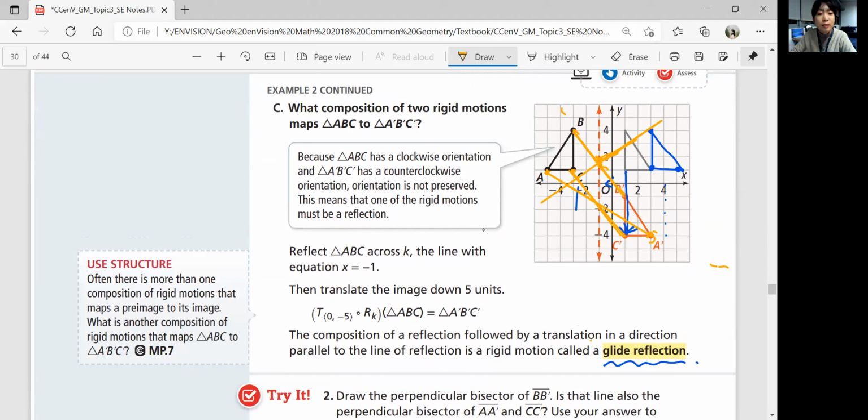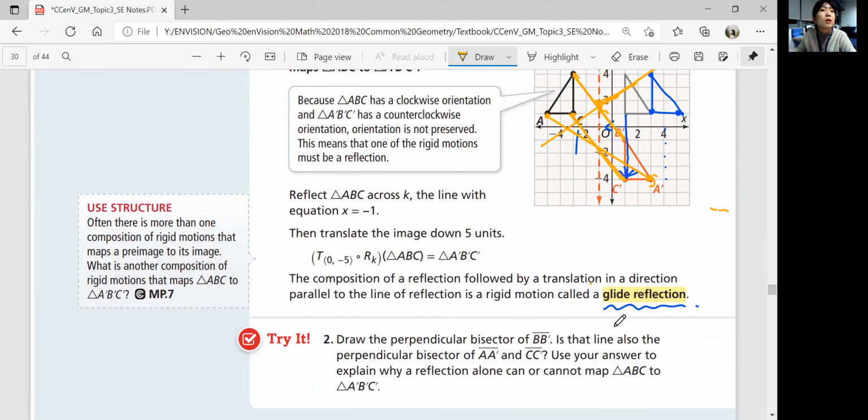Okay, your perpendicular bisectors. Is this perpendicular bisector also the perpendicular bisector of the other two lines? No, you have different slopes. You need different perpendicular slopes for these two other lines, right? Those cannot be the same perpendicular bisector. So explain why reflection alone can or cannot map a pre-image to another image for this one.